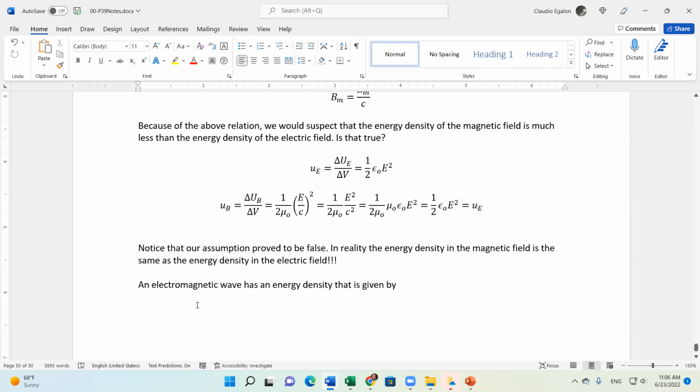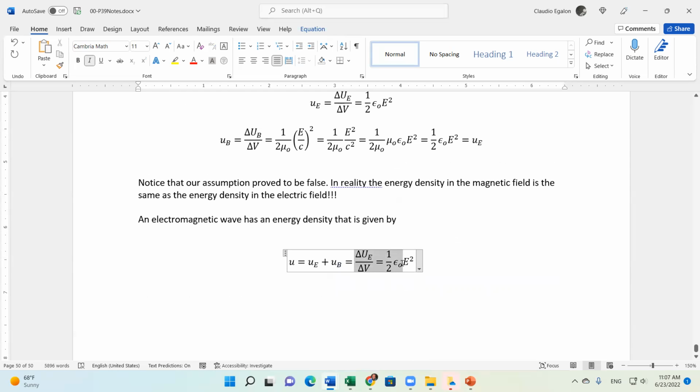So now an electromagnetic wave has an energy density that's going to be given by, here you go, U equal to UE plus UB, which by the way is equal to twice UE, or epsilon naught E squared.